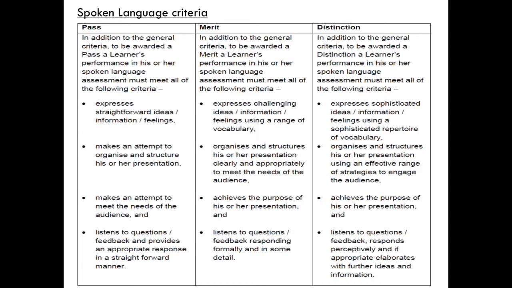So the first bullet point says expresses challenging ideas, information, feelings using a range of vocabulary. And we spoke about the topics and your topic choices, how they're very important in terms of aiding you to get the highest award. So choosing an idea that is challenging, that gives that scope for further development. Second bullet point, organizes and structures his or her presentation clearly and appropriately to meet the needs of the audience. And then the third bullet point, achieves the purpose of his or her presentation.